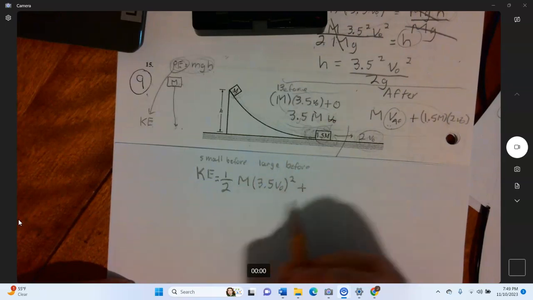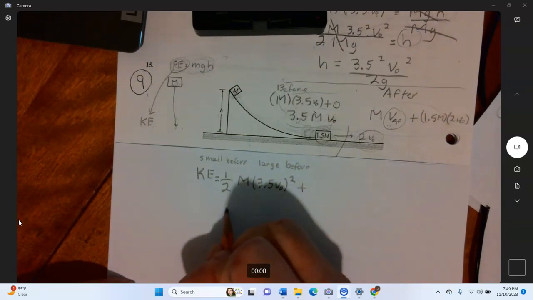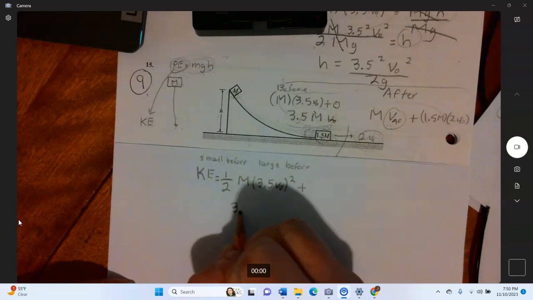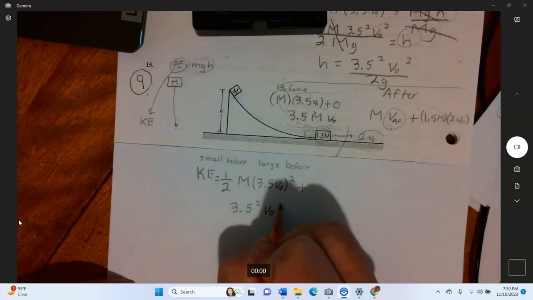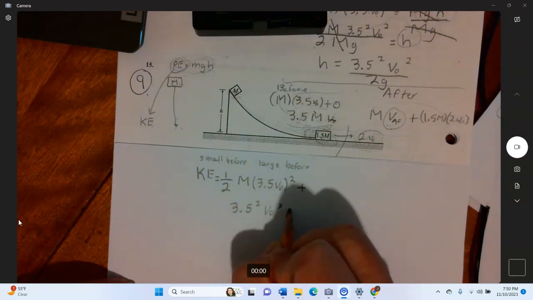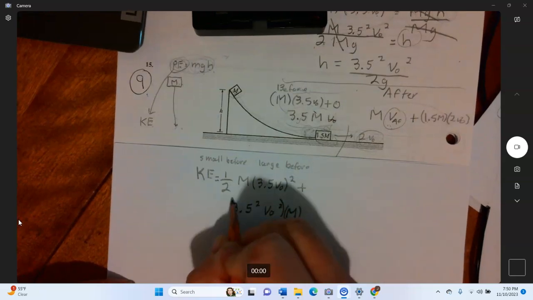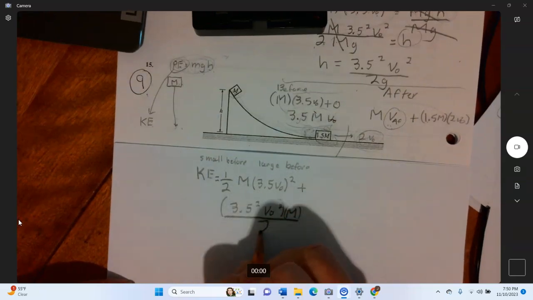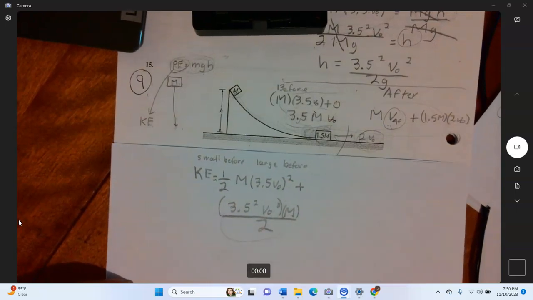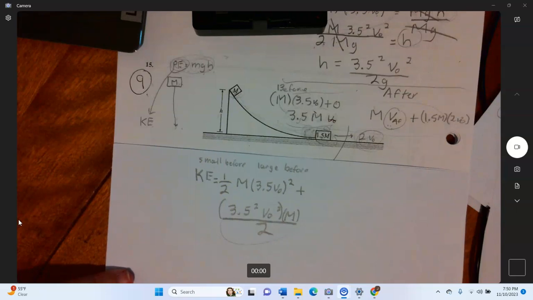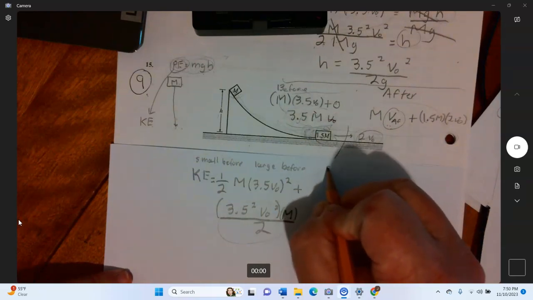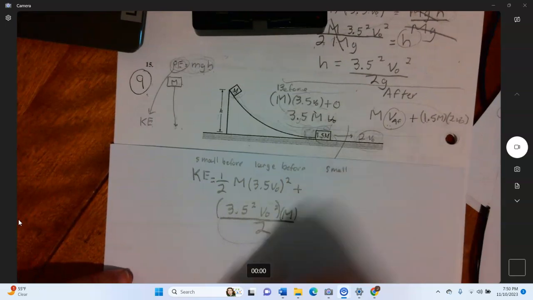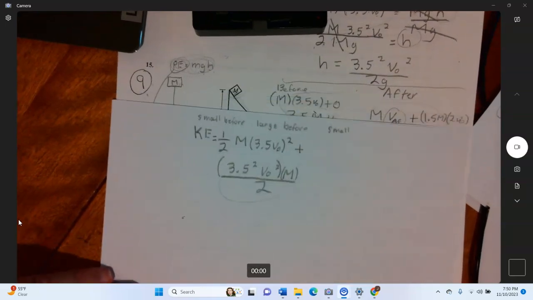Again, if something is not moving, it has no kinetic energy. So let's just simplify the numbers in here. So it's simply going to be 3.5 squared, that's the way they like to write this rather than actually calculating it, v0 squared times M over 2. Okay, so that's what the kinetic energy on the other side has to equal. So let's see if it does. So this is small. Well, I'm going to do it down here so I have some space. This is the small block after.